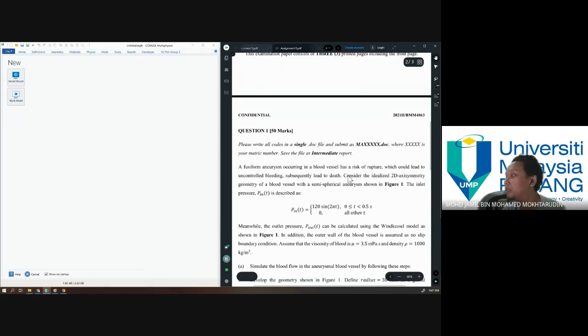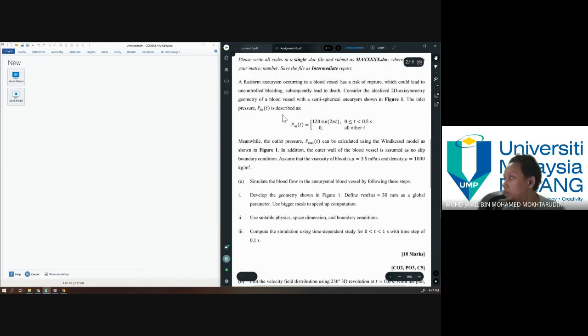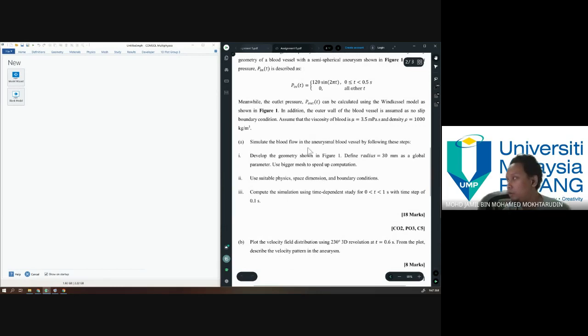So consider the idealized geometry, 2D axisymmetric geometry of a blood vessel with a semi-spherical aneurysm shown in figure 1. So the inlet pressure is this formula, and then the outlet pressure uses the Windkessel model. And in addition, the outer wall of the blood vessel is assumed as a no slip boundary condition. Assume the viscosity and density. So simulate the blood flow.